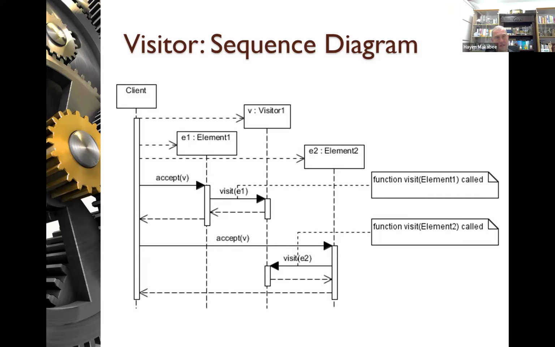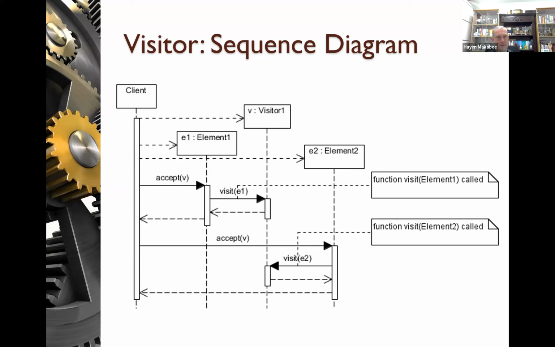Yes, it is useful that you don't need to remember the type of the element. The element knows its type, and the element knows which method should be called. So this is useful. But does it follow the SOLID principles? What do you think?